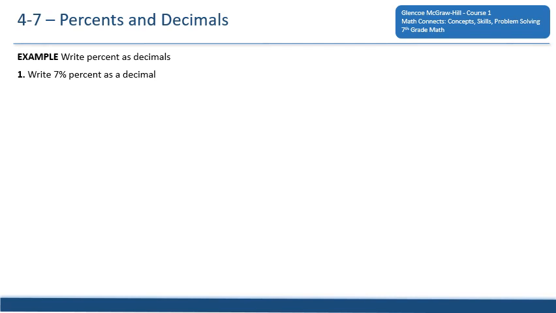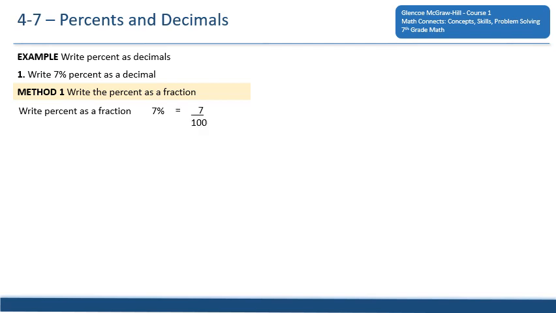Write percent as a decimal. Write 7% as a decimal. So method 1, we'll write the percent as a fraction. And 7% equals 7 over 100. And then we'll write it as a decimal. Well, 7 over 100 is 0.07.